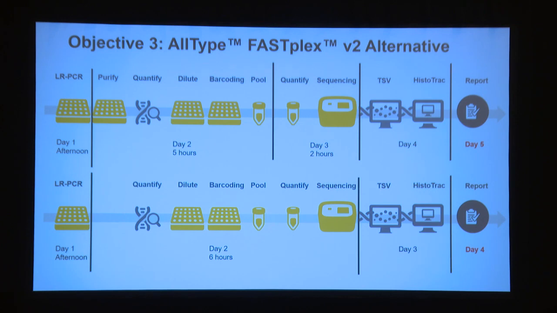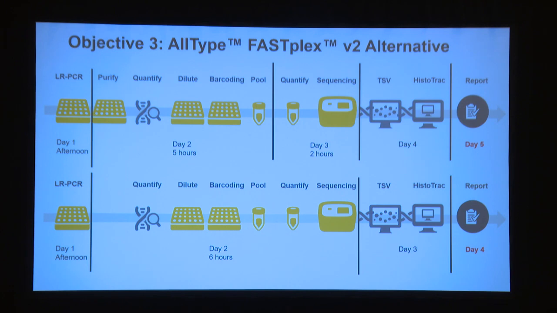The alternative protocol is based on One Lambda's recommendation that the purification step can be omitted. We actually tested this and we were able to omit the purification step. By omitting it, we were able to combine day 2 and day 3 into one day, because in the purification step you need to prepare your ethanol, equilibrate your magnets, and everything has to be at room temperature, which takes some time at the beginning of the day. Although it's not hands-on time, the tech has to wait until all the reagents reach room temperature.